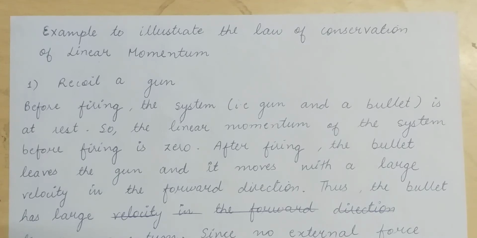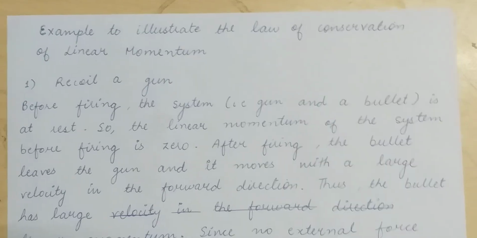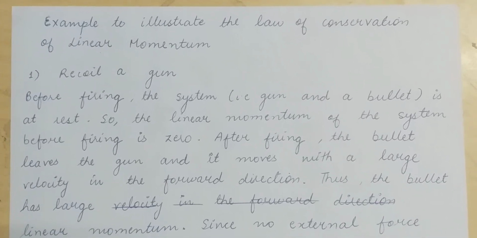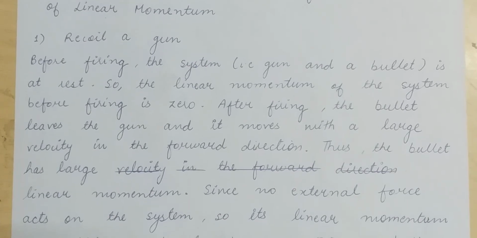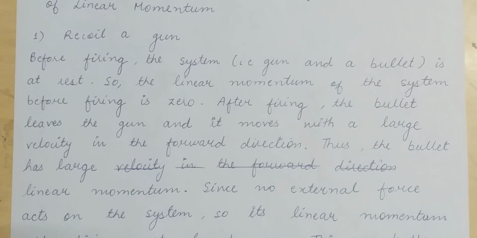Topic is example of law of conservation of linear momentum. So example is recoil of a gun. Before firing, the system, the gun and the bullet, is at rest. So the linear momentum of the system before firing is zero.